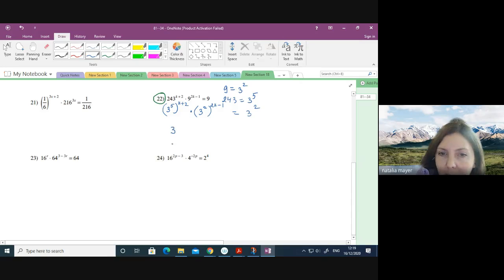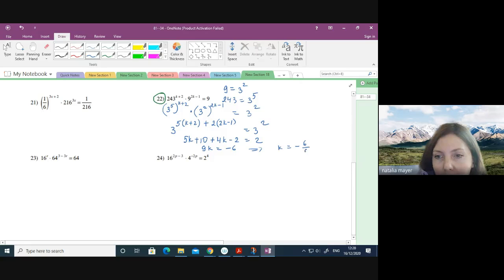Since it's a multiplication, I'm going to right away replace all of this with a single base, and then add the exponents. Right? 3 to the power of 5k plus 10 plus 4k minus 2 is equal to 3 squared. Okay? So once you have the single expressions on both sides, you can drop the base. So 5k plus 10 plus 4k minus 2 is equal to 2. So 9k is 8. On the other side is negative, so negative 6. Therefore, k is negative 6 over 9, which is negative 2 over 3. So this is the final answer.